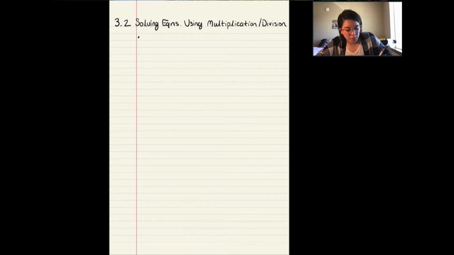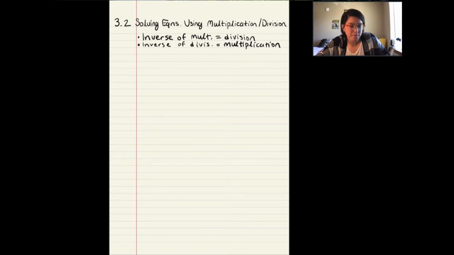So, when we're looking at multiplication, our inverse is going to be division. And you might have guessed it, when we're looking at division, the inverse operation is multiplication. So let's look at some examples.